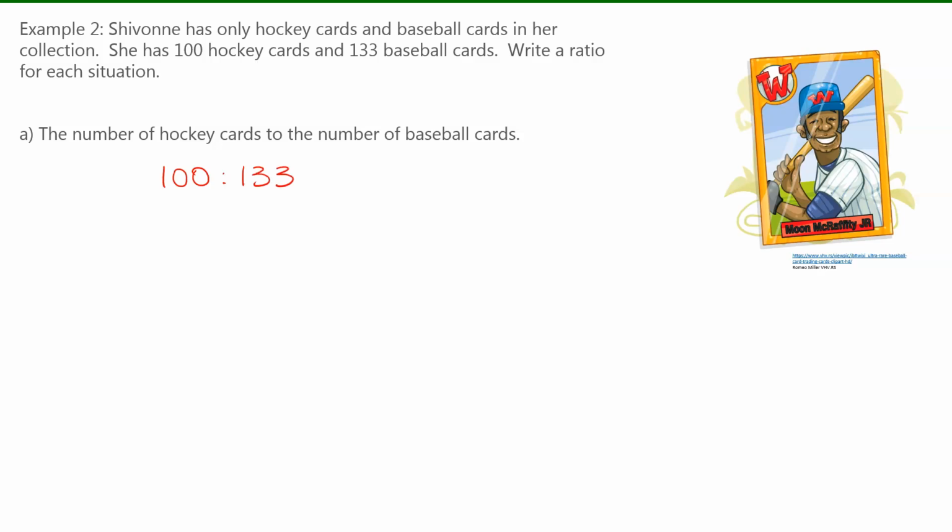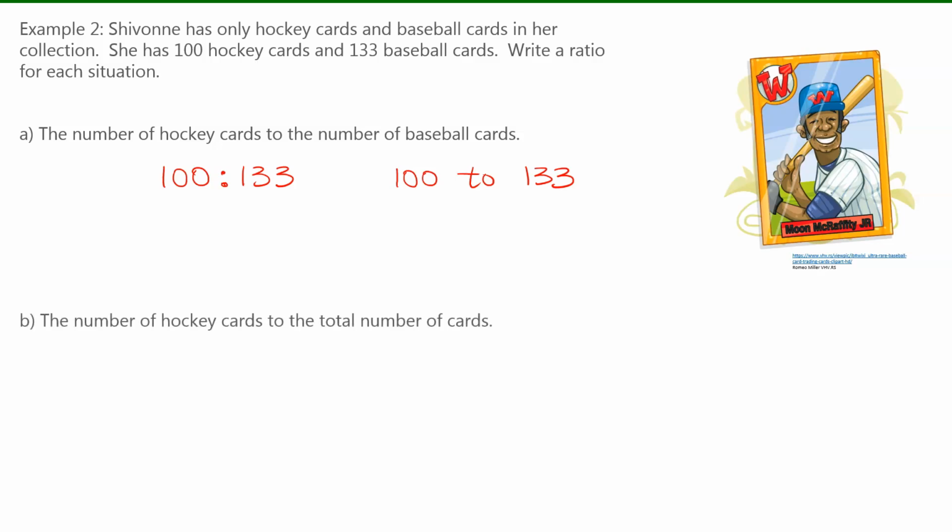So this reads as 100 to 133. You could also write that as 100 to 133. And again, it wouldn't make sense to write this as a fraction because we're comparing hockey cards to baseball cards, not hockey cards to the total number of cards in the collection.